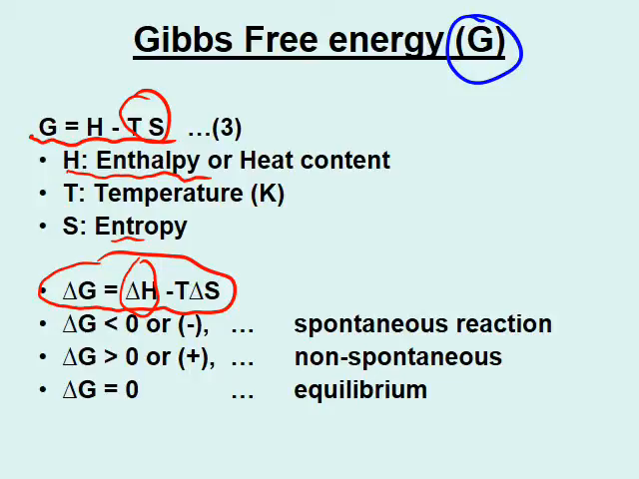Now, the most important information we get from delta G is whether a reaction is going to be spontaneous or not. If delta G is negative, the reaction will be spontaneous. If delta G is greater than 0, or positive, the reaction will be non-spontaneous. That means it's not going to happen; you'll have to force it to happen. When it is equal to 0, you get equilibrium.